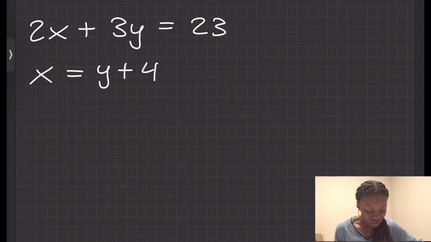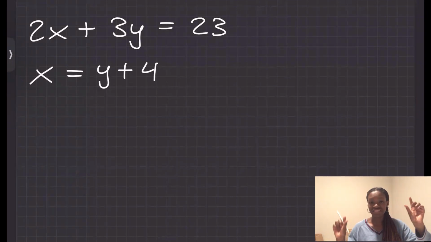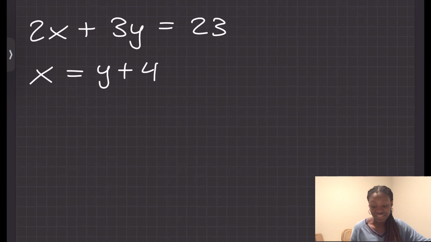So with these equations that we have here, 2x plus 3y equals 23, and x equals y plus 4, we're going to be solving using the substitution method. Basically, we're going to take one equation and substitute it for a single variable. Now, not all of your questions will be this easy, but I wanted to start with one that was easy so that you can kind of catch the vision and catch on to what I'm doing here.